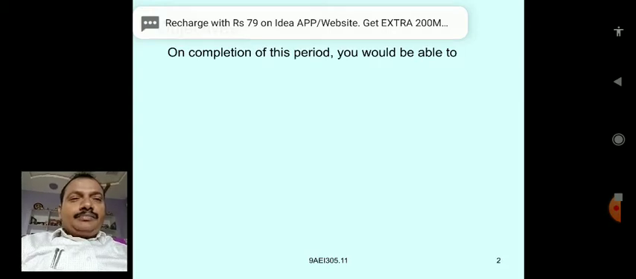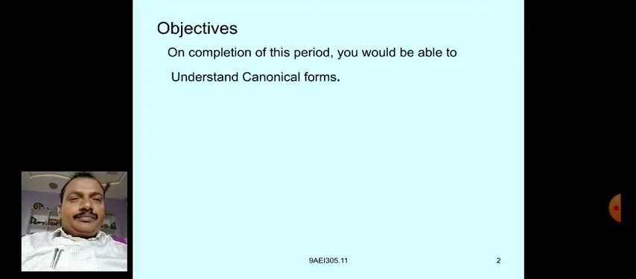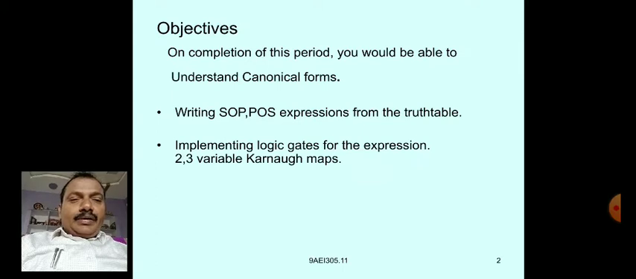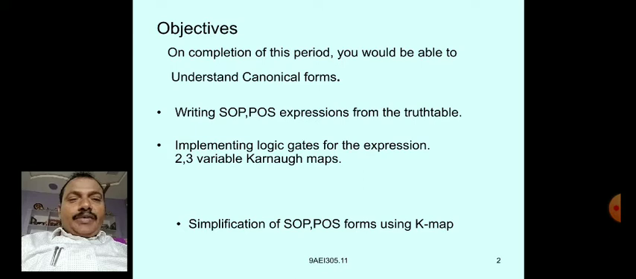In this session, our objective is understanding canonical forms of Boolean expressions, writing SOP, POS expressions from the truth table, implementing logic gates for the given expressions, and 2-3 variable Karnaugh maps, simplification of SOP and POS forms using K-maps.